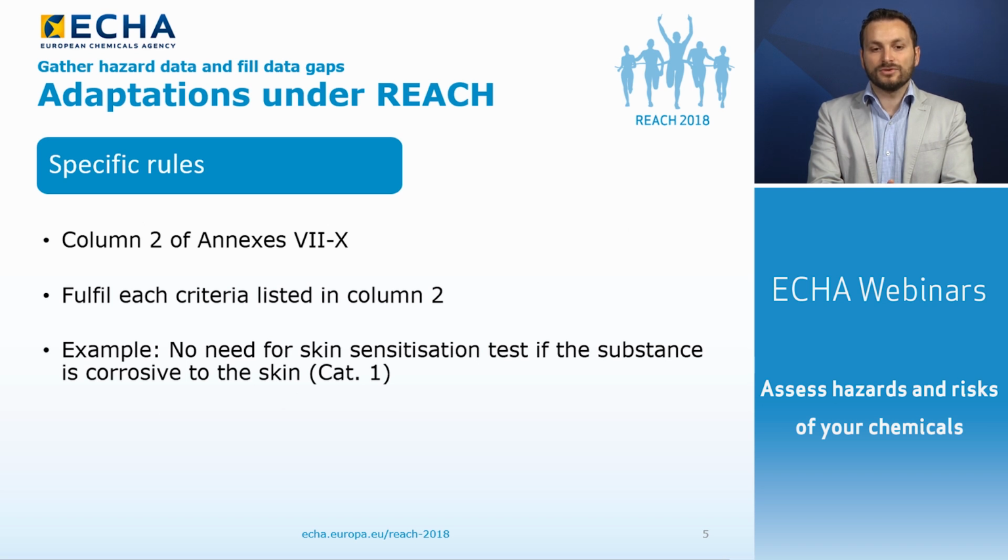REACH defines the rules to use adaptations. These are specific rules, called like this because they are specific for each endpoint or property, and general rules. The specific rules are listed in the column 2 of REACH annexes 7 to 10. One example of such rule is the possibility to omit the skin sensitization test if your substance is already classified as corrosive to the skin.